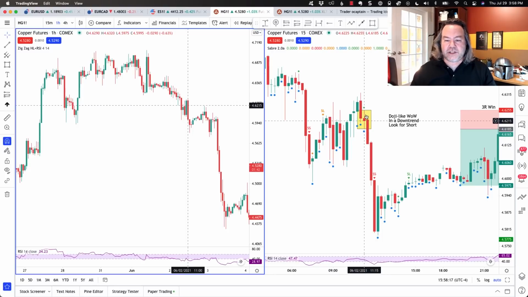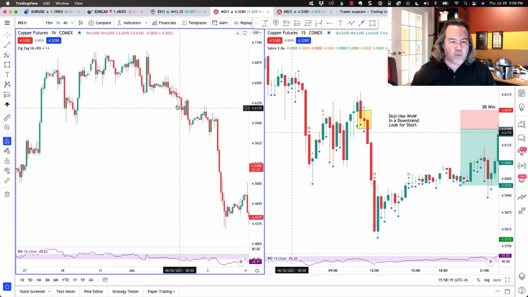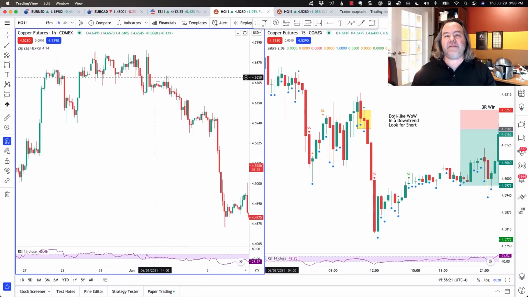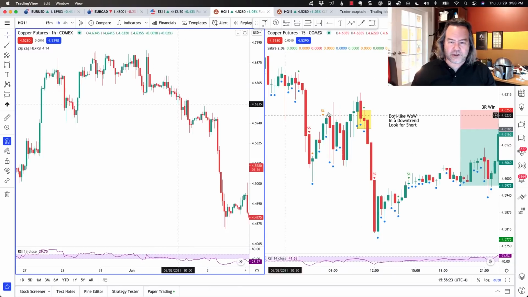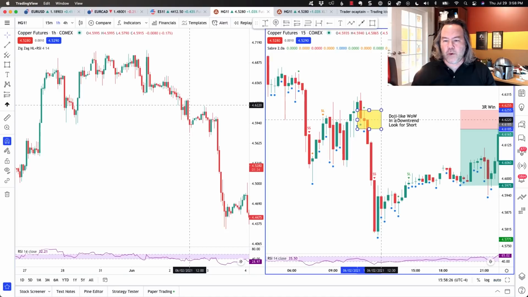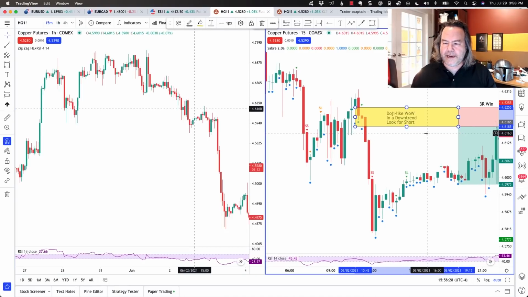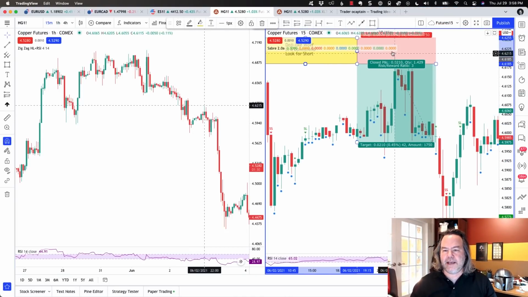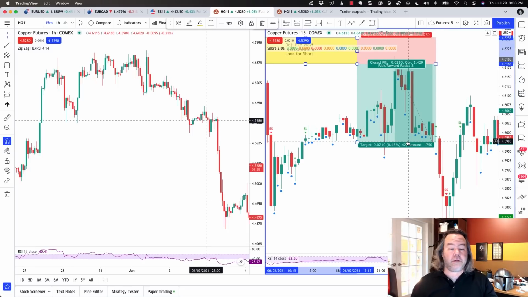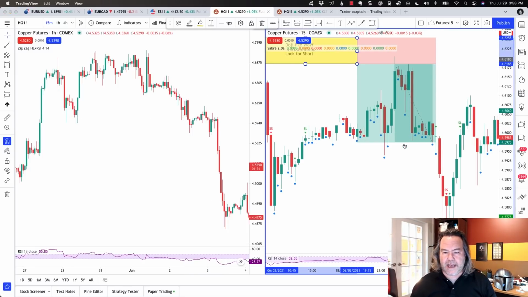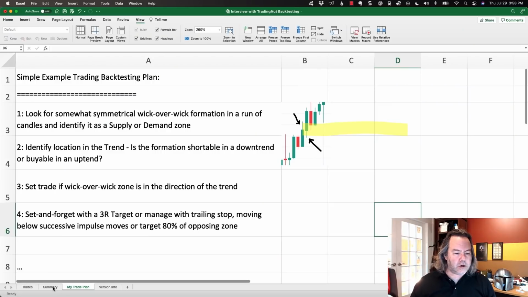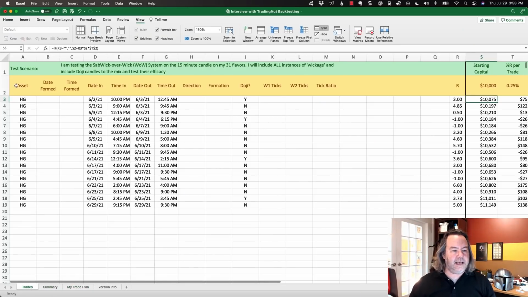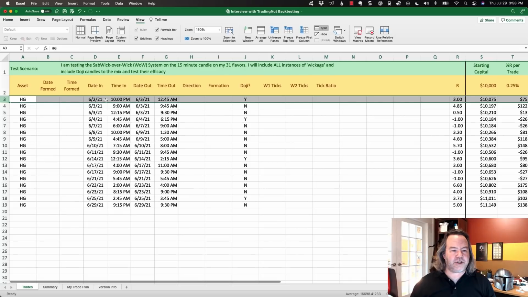All right. So here's this wick over wick, and where we are is in a bit of a downtrend. So here we have a downtrend and a wick over wick. Boom. We're going to place that trade. All right. And so price comes into play. It enters that trade, and lo and behold, boom, we have a winning trade. So we would then log that in our spreadsheet and say, okay, there was our trade.